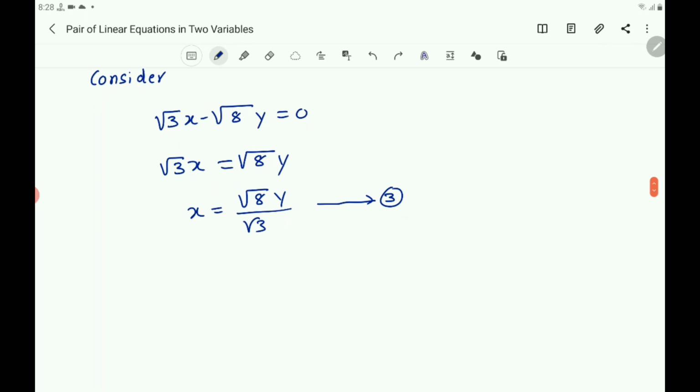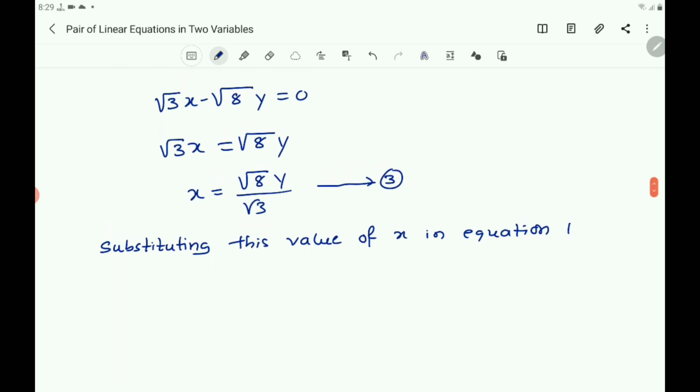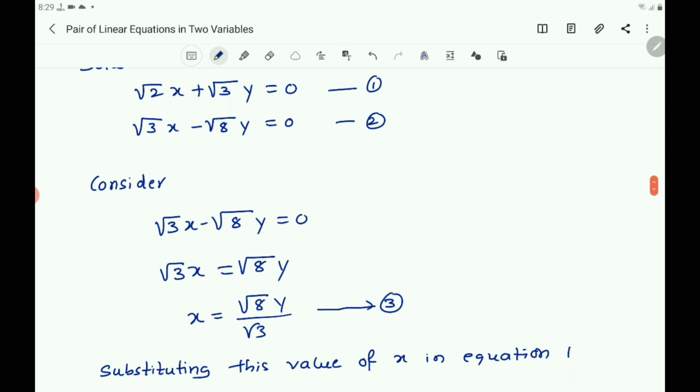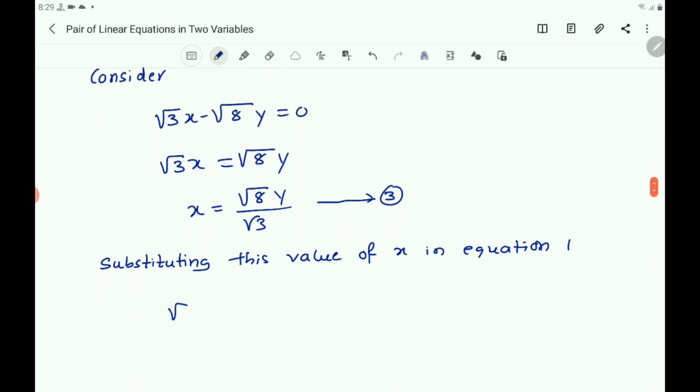Then you write, substituting this value of x in equation 1. What is that equation 1? Root 2x plus root 3y equals 0.